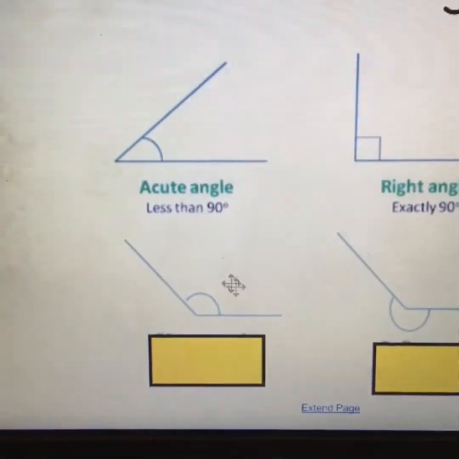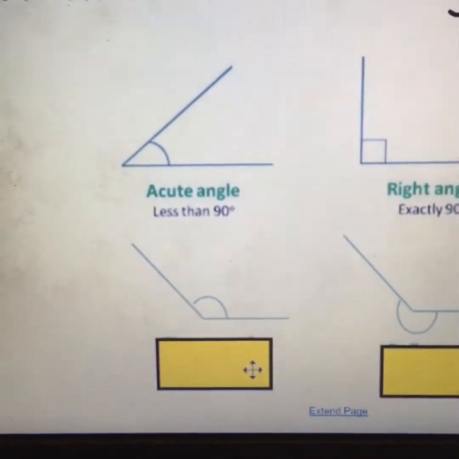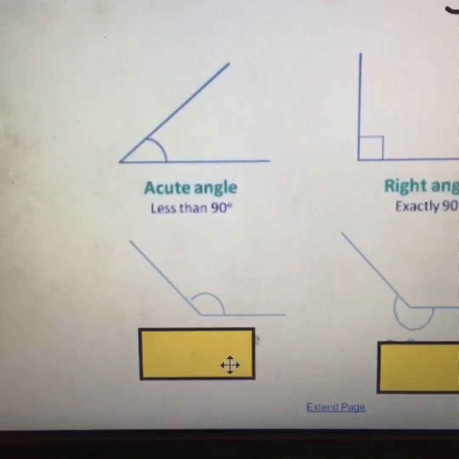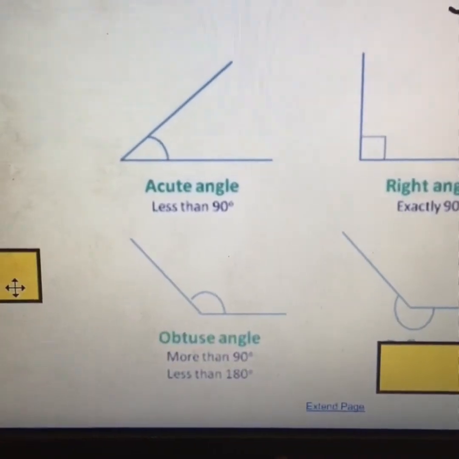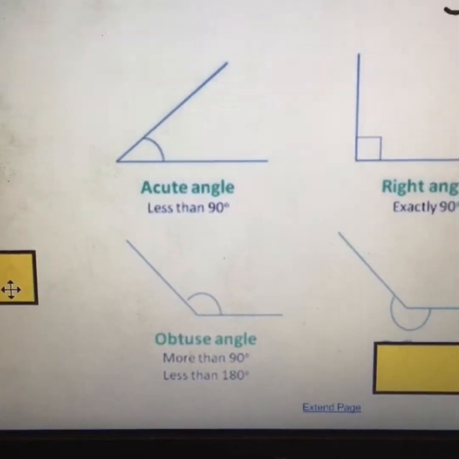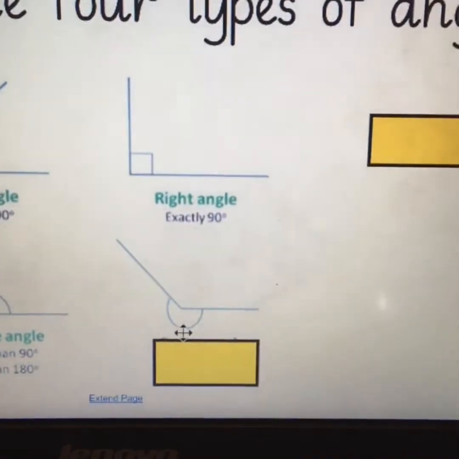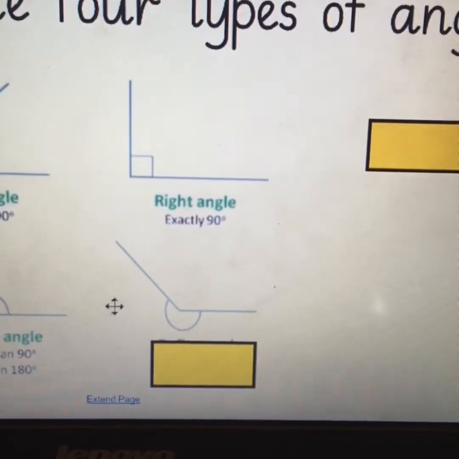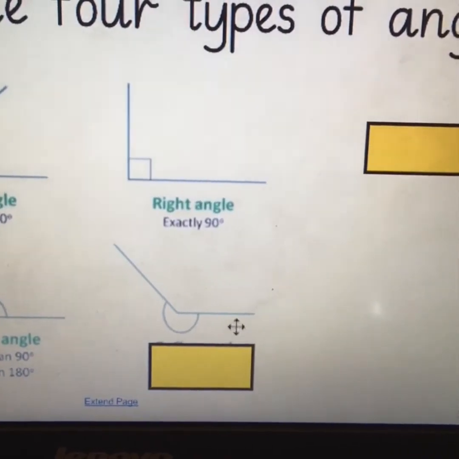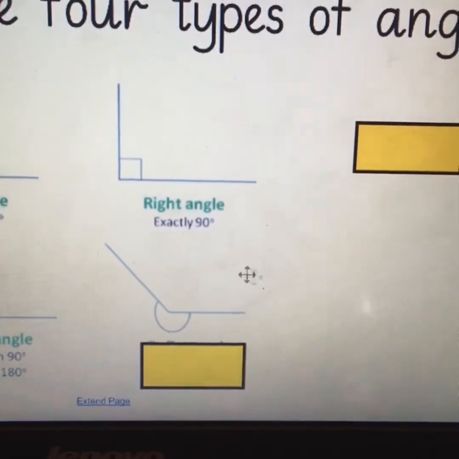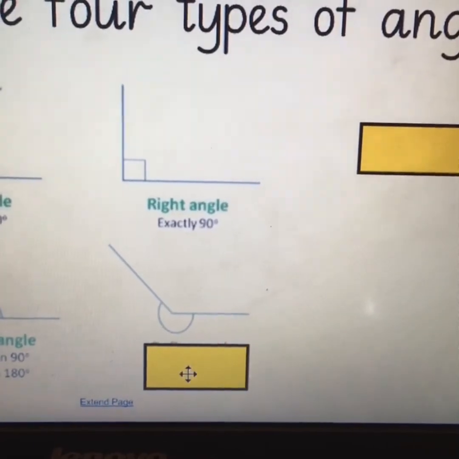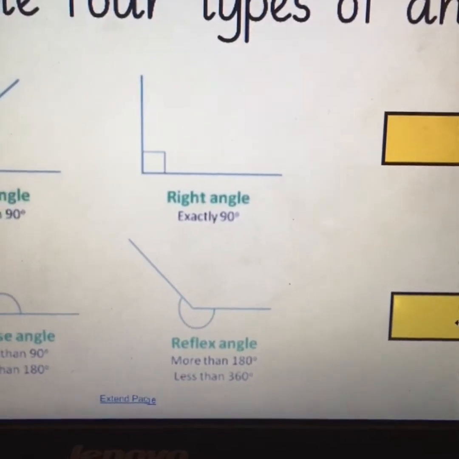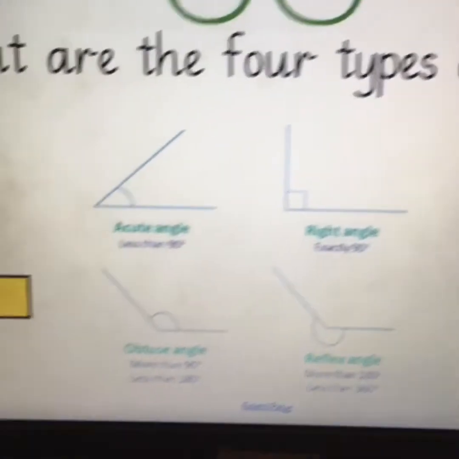Okay, this one then is bigger than 90, but it's less than 180, which, as we know, is a straight line. This one is an obtuse angle. There it is. And the last one, this one's super flexible. This one's from 180 degrees, which is a straight line, all the way up to 360, which is a complete turn, a complete circle. This one is flexible, so it's called a reflex angle. Okay, it's more than 180 and less than 360.